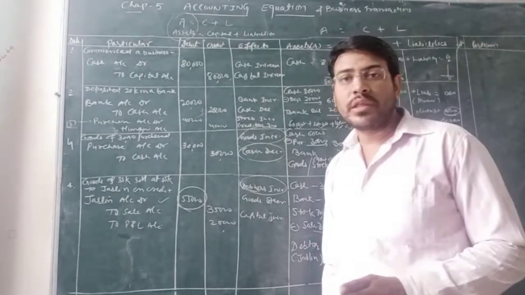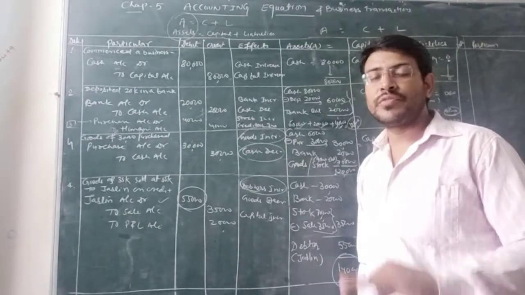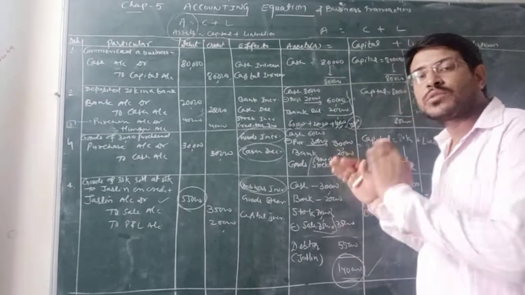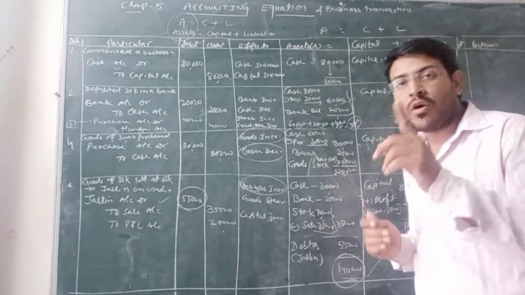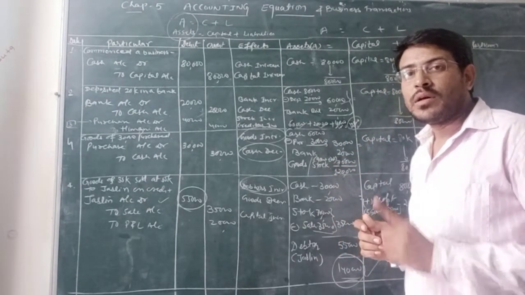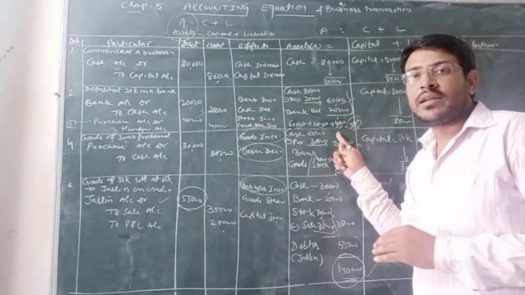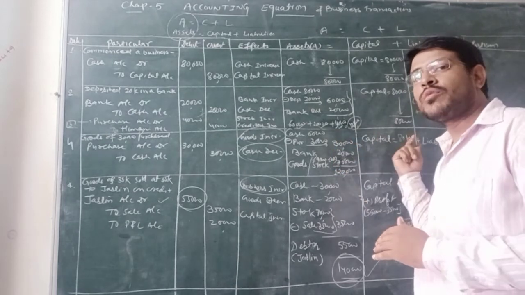So friends, let me tell you one thing. When you are calculating this accounting equation sum, if you have time, then try to check the balances of both sides. Assets is equal to capital and liability. They always should be equal. There will never be a chance of higher data on one side of assets and lower on the other side.